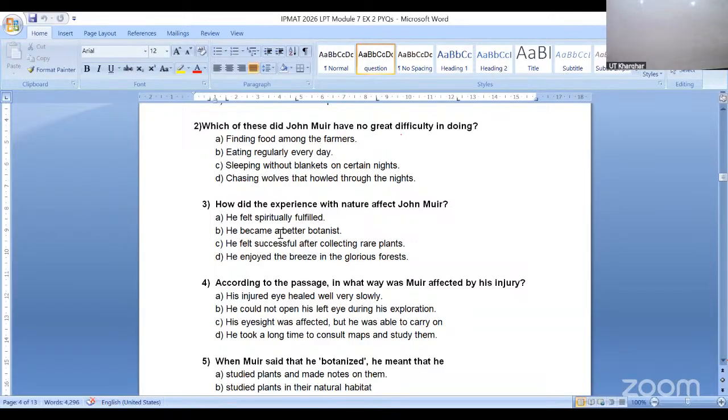Okay, number 3. How did the experience with nature affect John Muir? What's the answer? Ruthi? A. He felt spiritually fulfilled. Okay? Anybody else? Question 3? Yes, ma'am, it's A. Everyone thinks A? Kirti, you also think it's A? Okay, yes, it's A because in the passage he clearly says it.